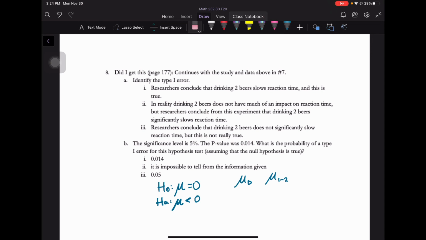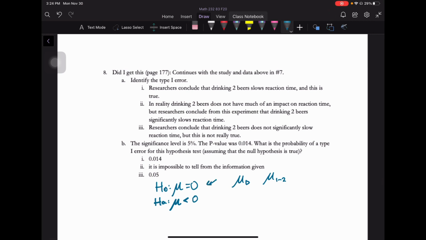So a type 1 error is when you reject the null, but you shouldn't have. So we rejected that there wasn't a difference when we shouldn't have. So we should say that there isn't a difference in this situation. The researchers conclude that drinking 2 beers slows reaction time, and this is true. No, that's not an error. In reality, drinking 2 beers does not have much impact on the reaction time, but researchers conclude that it does slow. So in reality, this is true, but we're saying this. That's type 1, which is number 2.